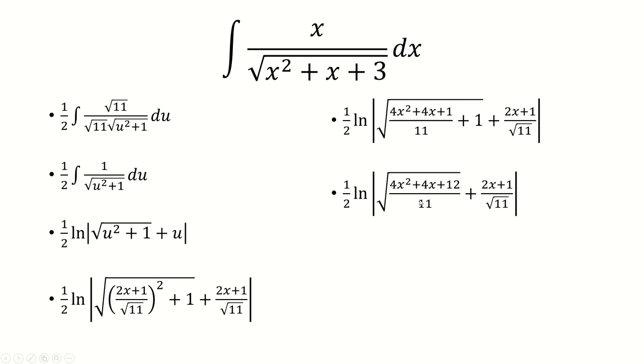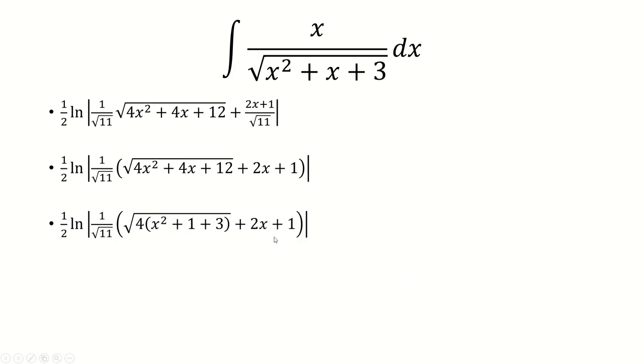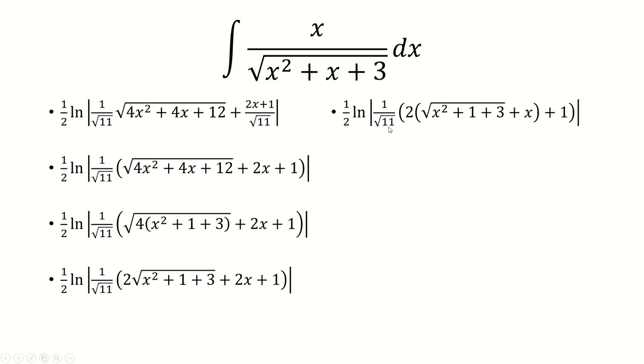From here, we can factor out this 11 on the bottom. So it's going to come outside as 1 over square root of 11. And notice that both of these terms have the square root of 11 in the denominator, so we can factor that out. And then we can factor out a 4 from 4x squared plus 4x plus 12. And this 4 is going to come outside the square root as 2. And then, let's see, from here, I factor out another 2. So there's a 2 in here and the 2 here, so we factor out a 2 from these terms, and you have the 1 out here.